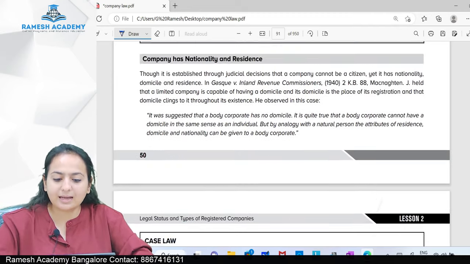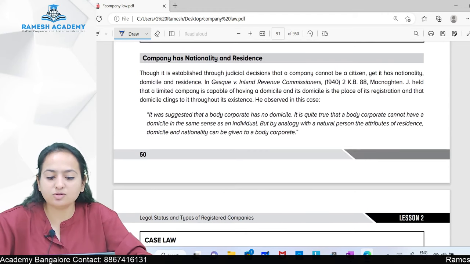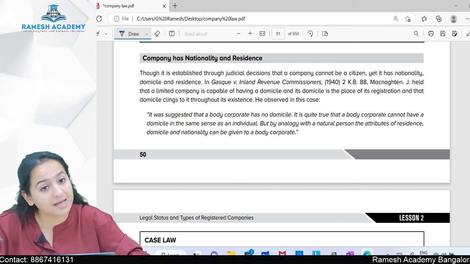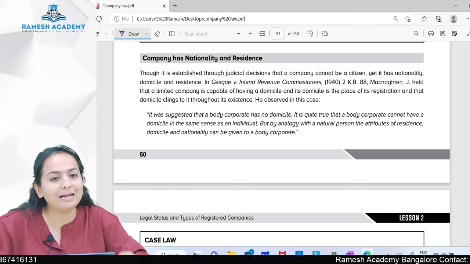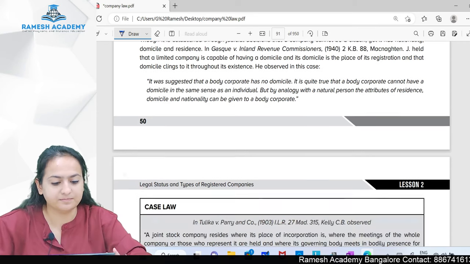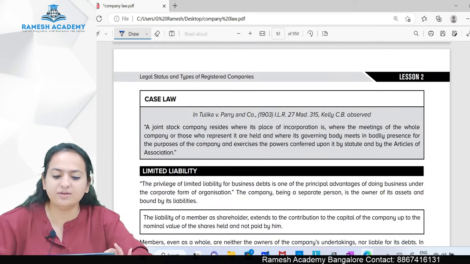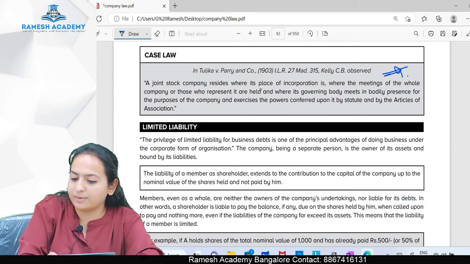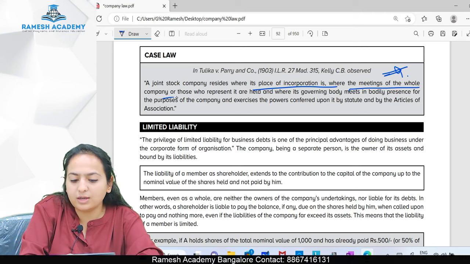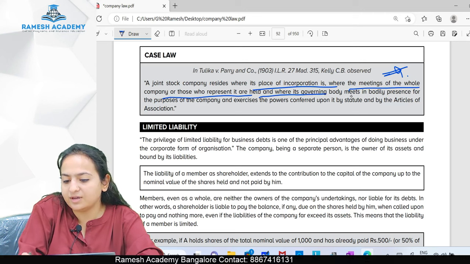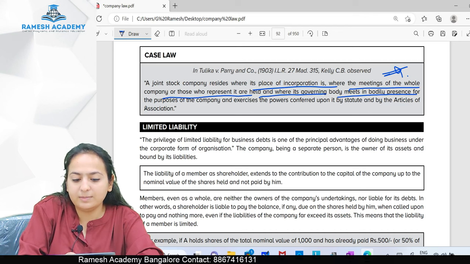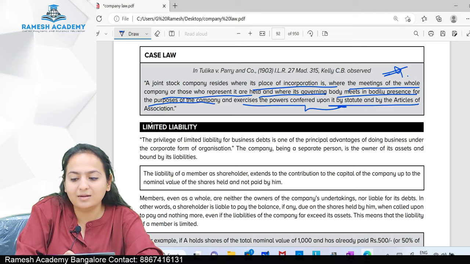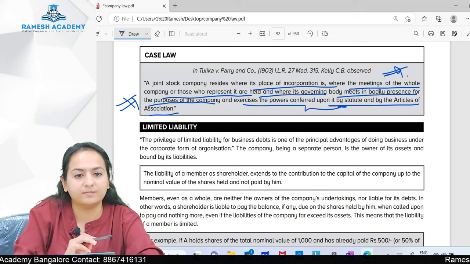Next is that a company has nationality and residence. Though it is established through judicial decisions that a company cannot be a citizen, yet it has nationality, domicile and residence, right? It was simple. Tulika versus parent company. A joint stock company resides where its place of business is, where the meetings of the whole company or those who represent it are held, and where its governing body meets in the bodily presence of the persons of the company and exercises powers conferred upon it by statute and by the articles of association.